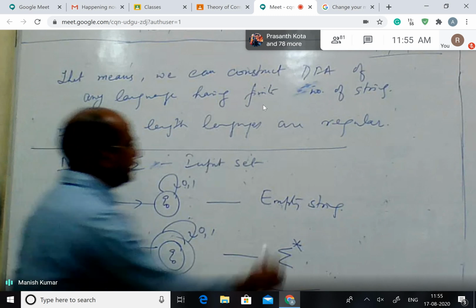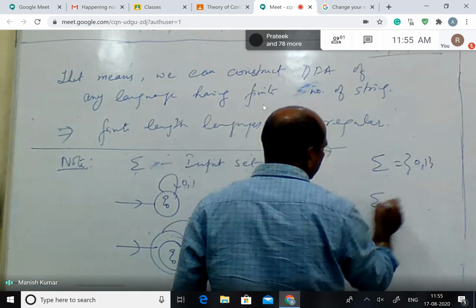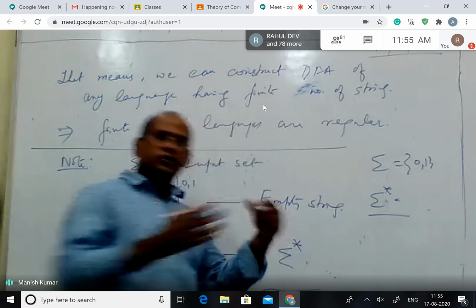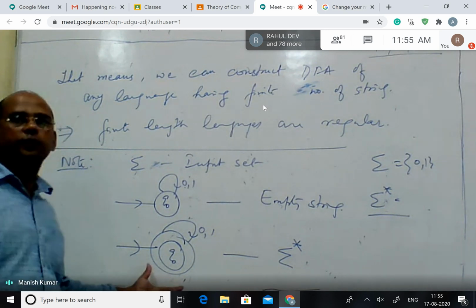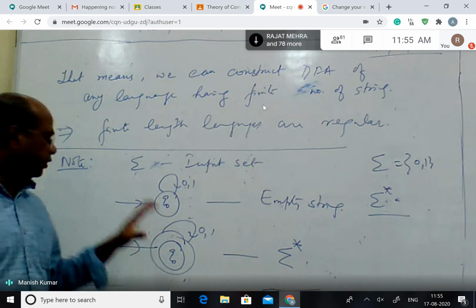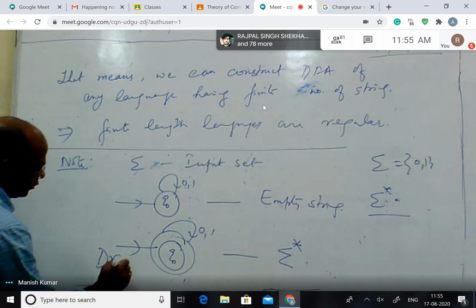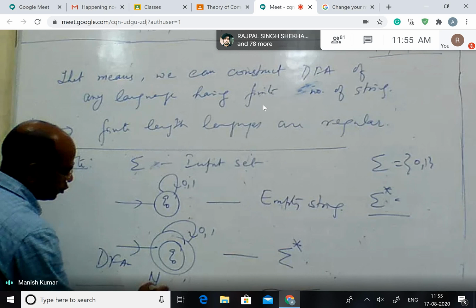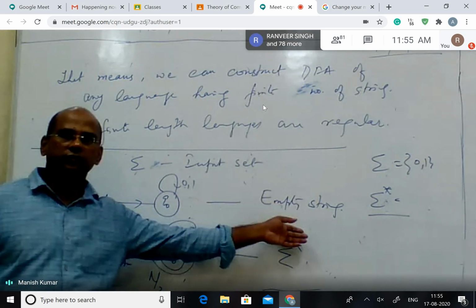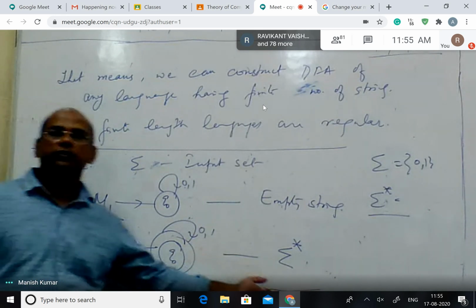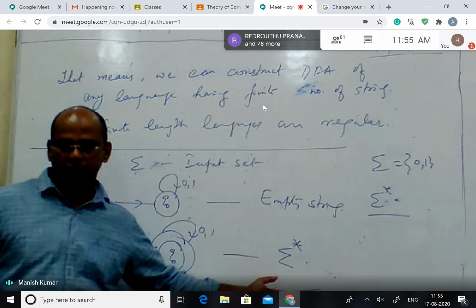That means if I write sigma is 0, 1, then sigma star means any string which can be a combination of 0, 1 will be accepted by this convention. So always remember this, that this is a DFA, say M2 and M1. M1 is for the empty string, whereas M2 is for the sigma star string. So any string it can accept. So that is one.